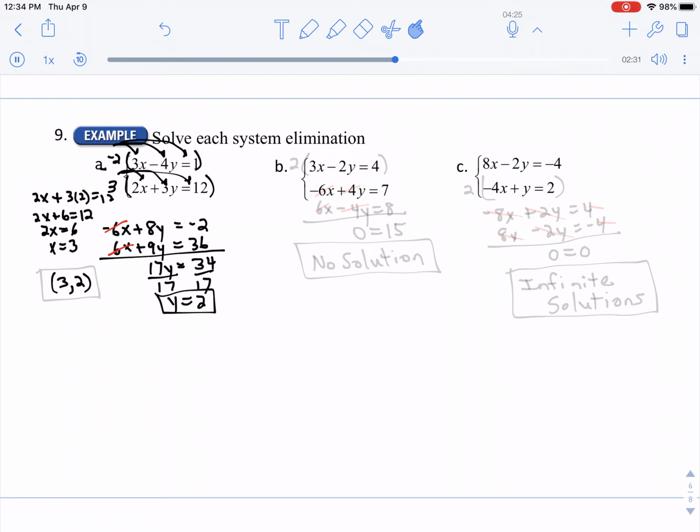And again, you can check it by substituting it into the top equation. 3 times 3 is 9, minus 4 times 2 is 8, 9 minus 8 is 1, and that's the solution. All right, let's go to B.